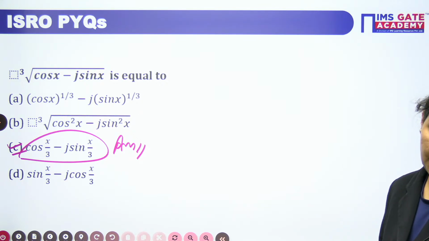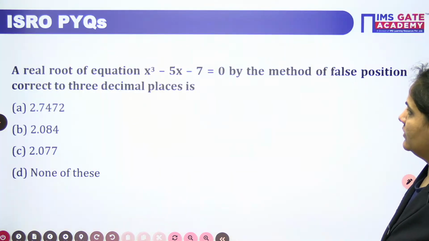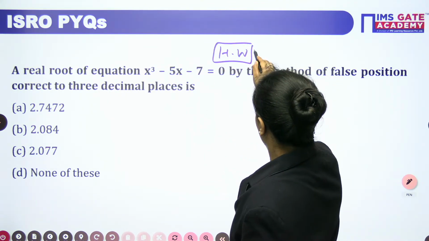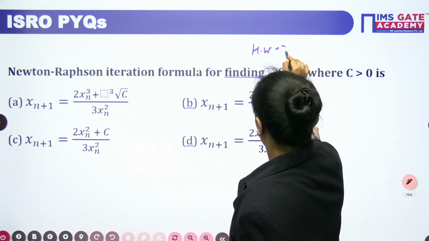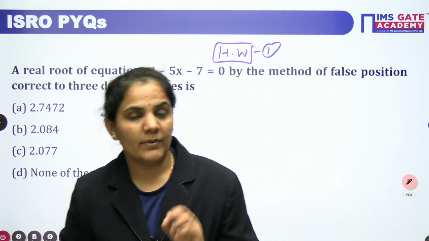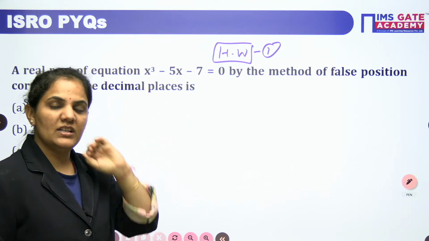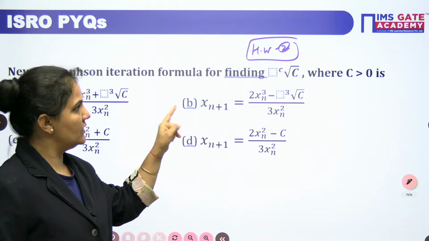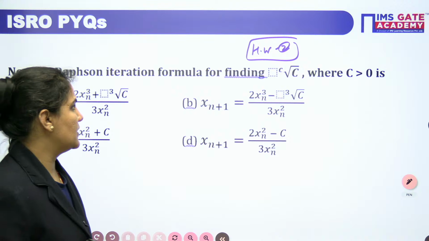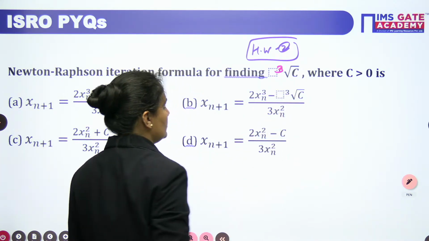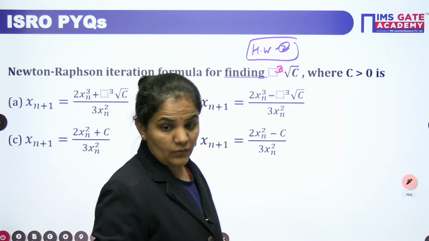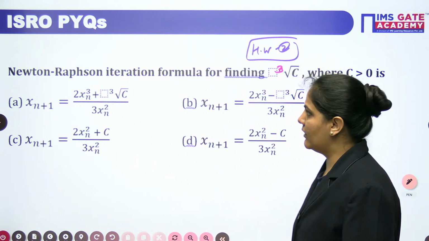Okay, right. Now this is a very simple question which I am giving you as homework. Two questions I will give you as homework, but tomorrow we will start from more questions like this. This is a numerical methods question, where it is asking to use the false position, the regula falsi method. And the second question is also a numerical methods question, asking about Newton-Raphson. Here it is 3, not 2. So we need to find the Newton-Raphson iteration formula for the cube root of c, and we can find it very easily.